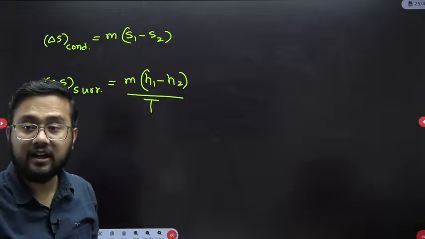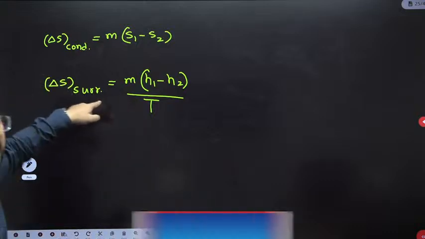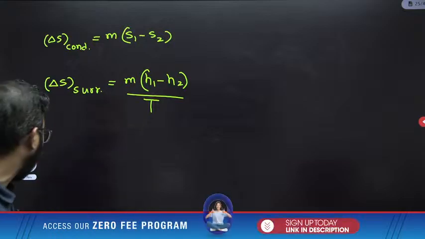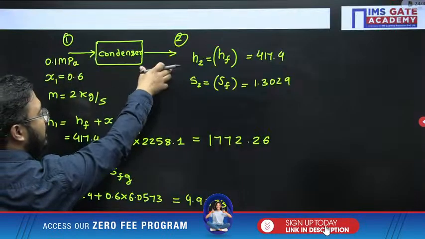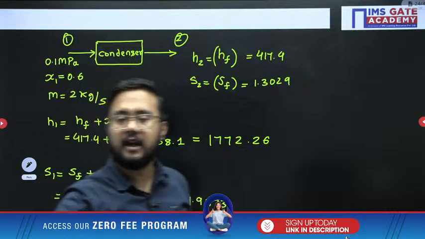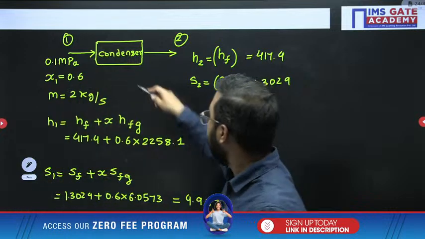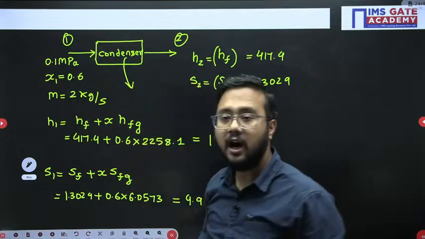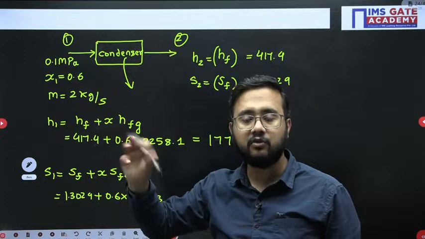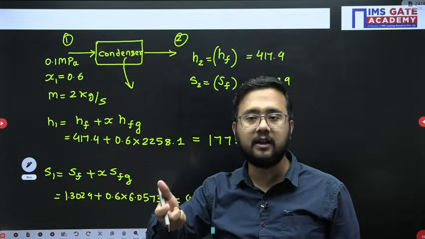Why to find the enthalpy? Because surrounding, how you will calculate the entropy change of surrounding? Because the fluid is entering into the condenser. In the condenser, what will happen? Heat rejection. It will reject the heat. How much heat it will reject? H1 minus H2, difference of enthalpy only.